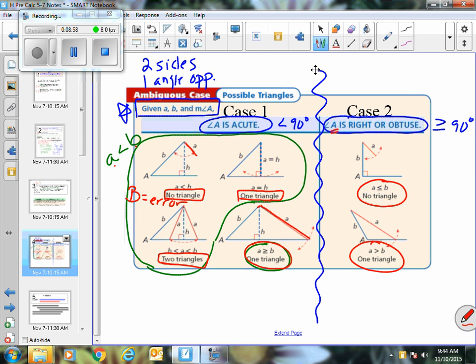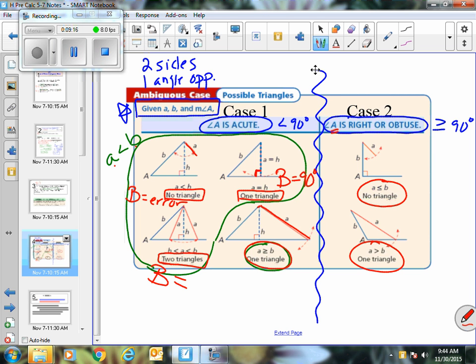All right, how do you get 1 triangle? It means if you end up with this kind of an angle. If your angle B, when you solve for it, ends up to be 90 degrees, it's 1 triangle. There's only one way to draw a right triangle. Draw a right triangle, drop the perpendicular.